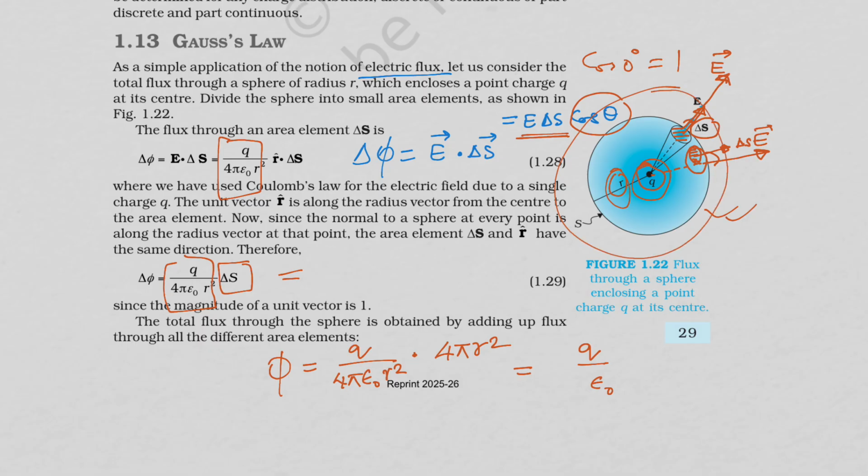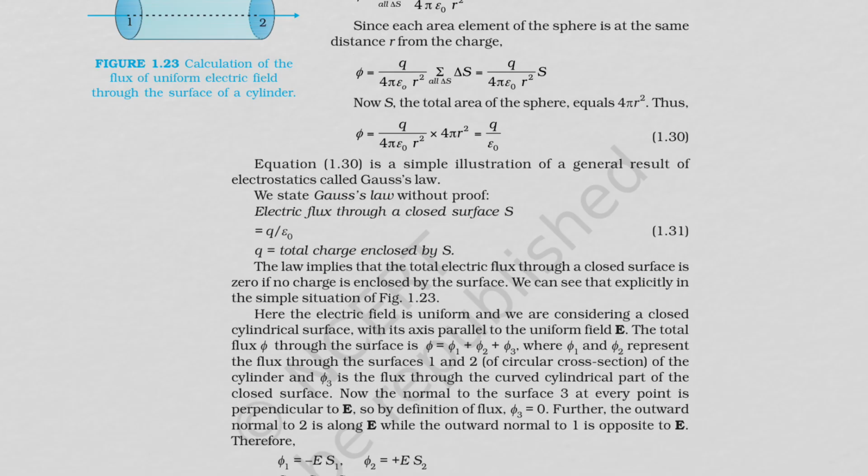So the electric flux through a closed surface which encloses the charge inside is always Q upon epsilon naught, and that is called Gauss's law. What Gauss's law says is that the electric flux through a closed surface S is equal to Q upon epsilon naught, where Q is the total charge enclosed by S.